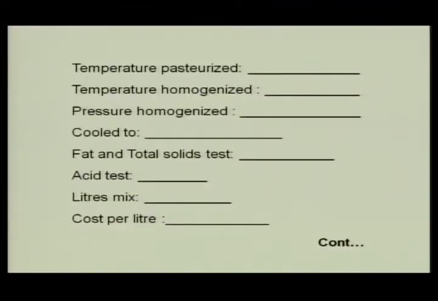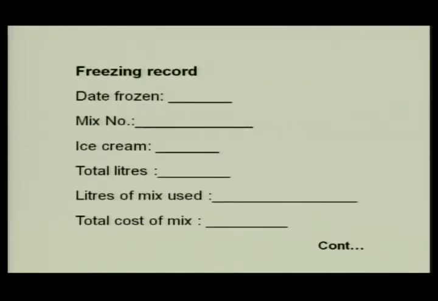Now we also have to note down what is the pasteurization time and temperature. Similarly, homogenization temperature and its pressure also. Then when it's cooled, what is the aging temperature, and then we also note down the fat and total solids. Then acid test, the quantity in liters of mix and their total cost will come into the picture. Then we come to the freezing record. Then when they take the mix, how much ice cream or Softy is produced, total liters, liters of mix used, and total cost of the mix.